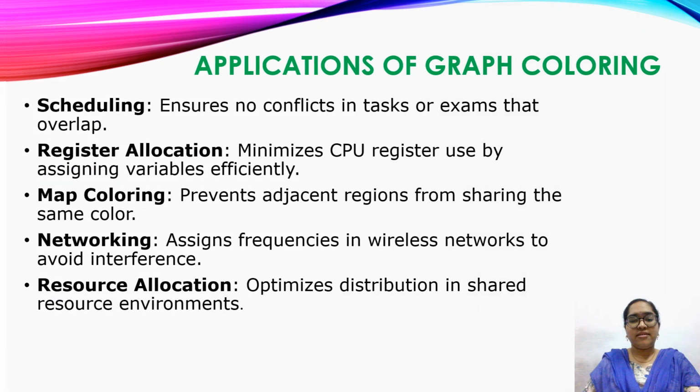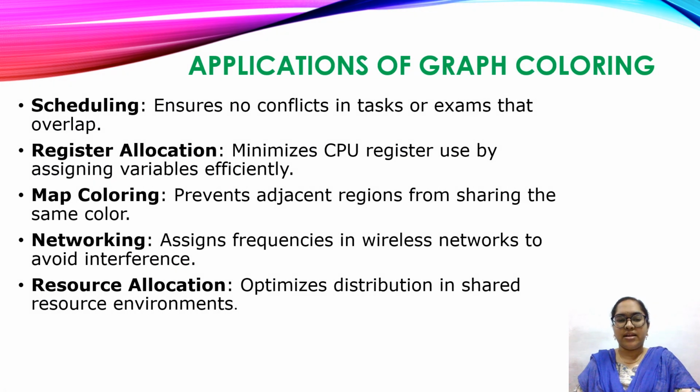Next, let's look at the applications of graph coloring. I have already mentioned that we can use graph coloring in various applications. First we have scheduling, register allocation, map coloring, networking, and resource allocation. So these are the major applications where we can use graph coloring.